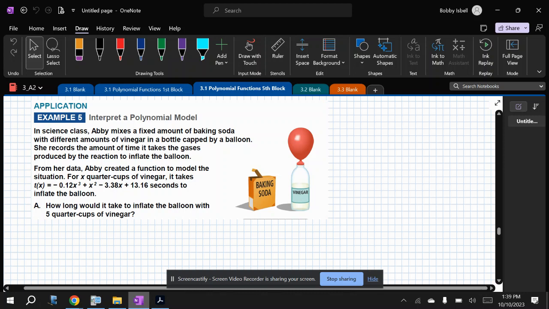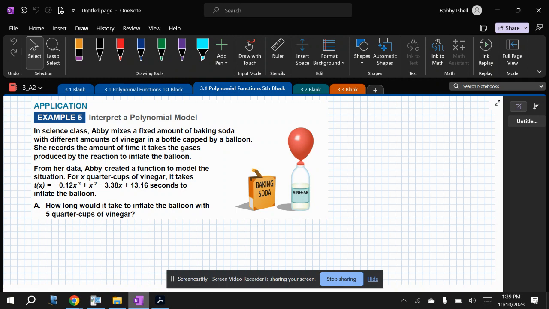So example 5, we got this word problem. We're talking about a science class where Abby mixes a fixed amount of baking soda with different amounts of vinegar in a bottle capped with a balloon. She records the amount of time it takes the gases produced by the reaction to inflate the balloon. From her data, she has created a function to model the situation, and it gives us the equation for that, which is good. We don't have to do anything to build an equation out of that. They gave it to us.